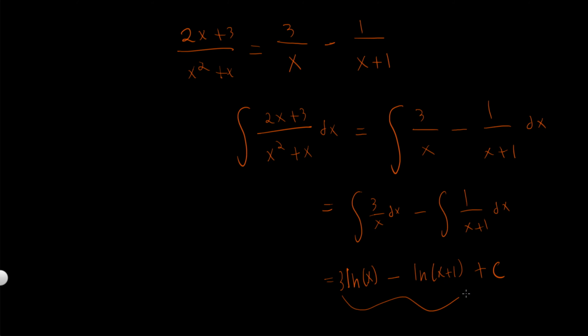Now, take the derivative of this and make sure that you get the integrand. That's how you can confirm that your integral was correct. So let's actually do that together. If we take the derivative of the first term, we get 3 times 1 over x. That's just 3 over x, right? And then if we take the derivative of the second term, well, it's just 1 over (x + 1). And if we take the derivative of c, that's a 0. So this right here is exactly what we have in the integrand.